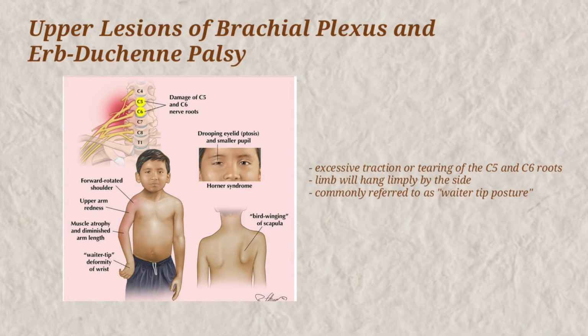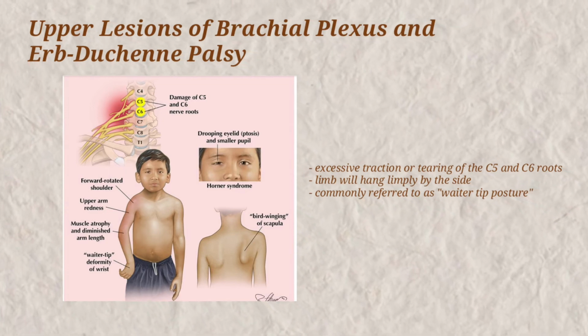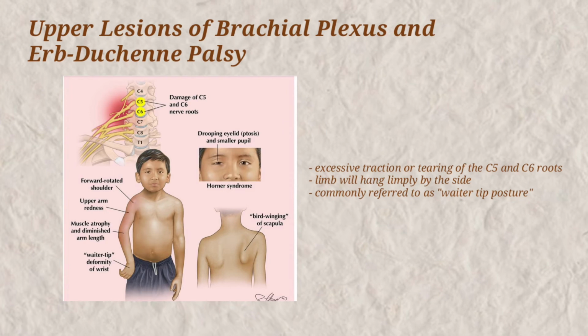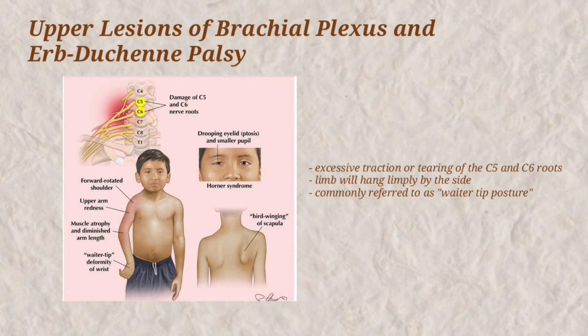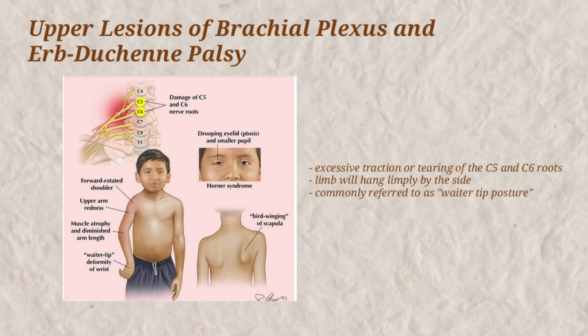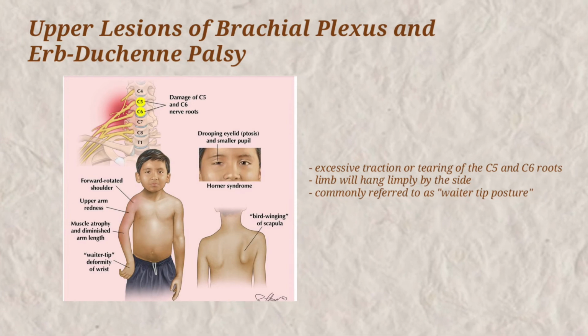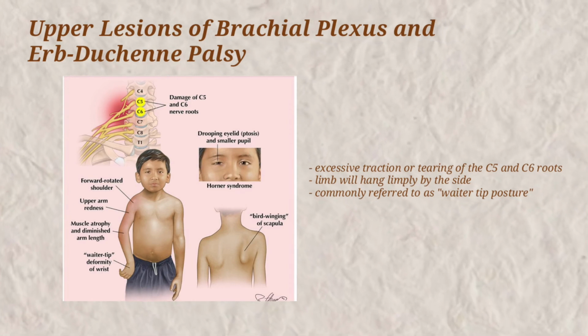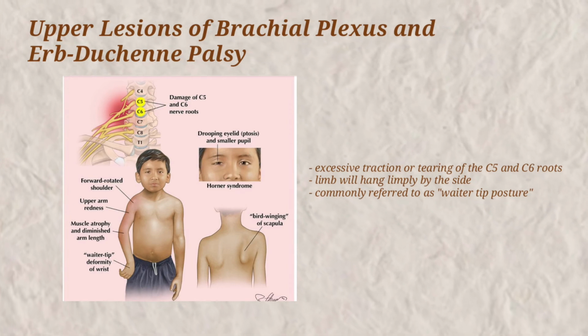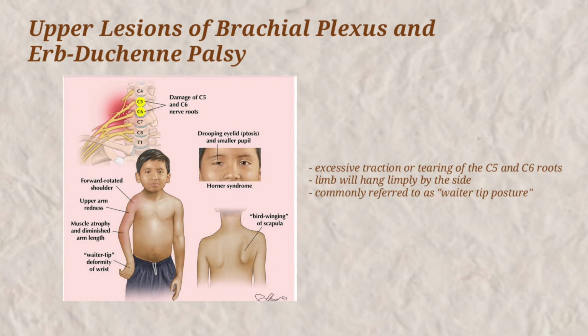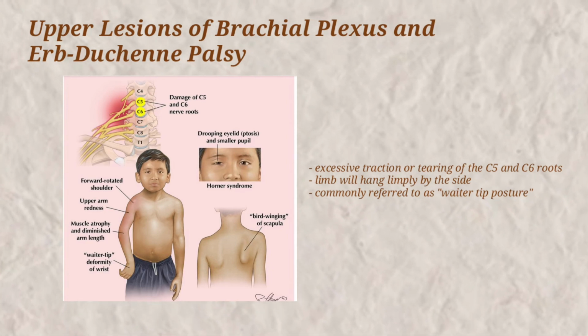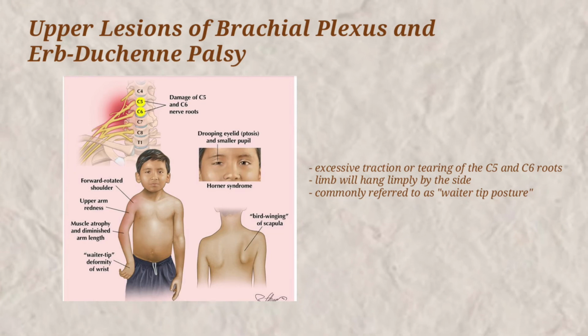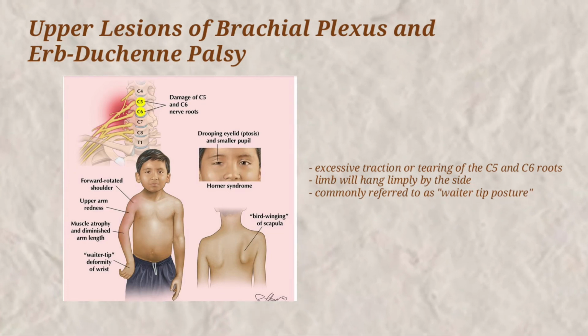As a result, the limb will hang limply by the side, medially rotated by the unopposed sternocostal part of the pectoralis major, and adducted because of the loss of the supraspinatus and deltoid. The forearm will be pronated because of the loss of the biceps. This is more commonly referred to as the waiter's tip posture.